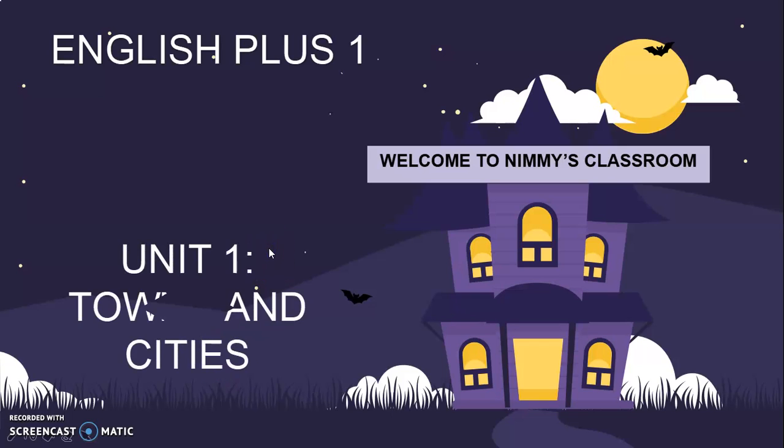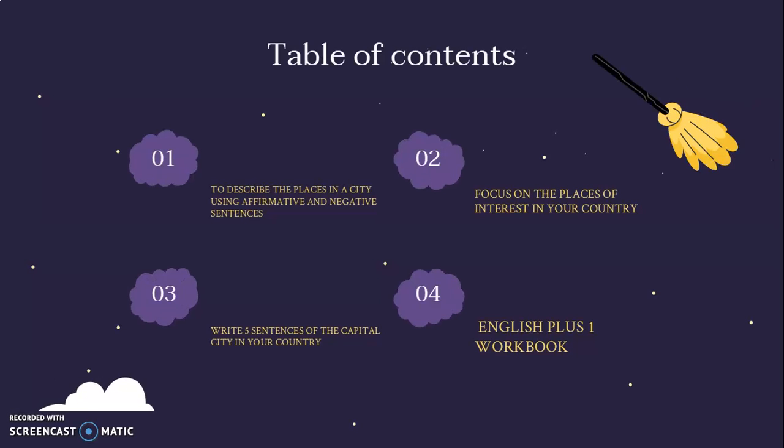Today we are going to do English Plus One, Unit 1, Towns and Cities. For today's lesson, we are going to learn how to describe the places in the city using affirmative and negative sentences. Then, we will also focus on the places of interest in your country. At the end of this lesson, you will be given time to write 5 sentences about the capital city in your country. Our resource is our workbook.